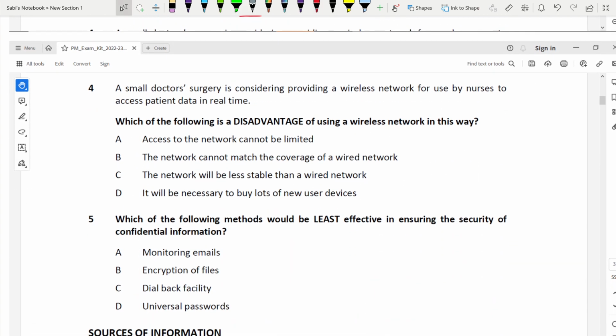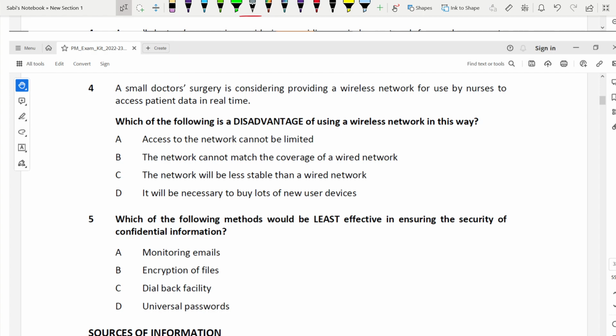4. A small doctor surgery is considering providing a wireless network for use by nurses to access patient data in real time. Which of these is a disadvantage of using a wireless network? First one, access to the network cannot be limited. B, network cannot match the coverage of a wired network. C, network will be less stable than a wired network. D, it will be necessary to buy lots of new user devices.